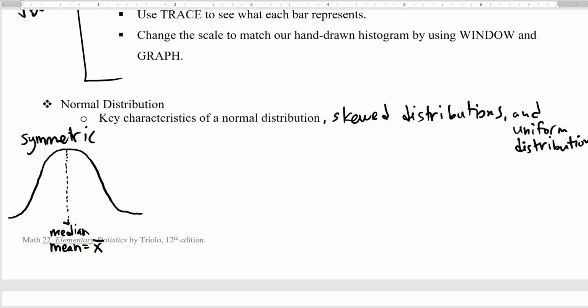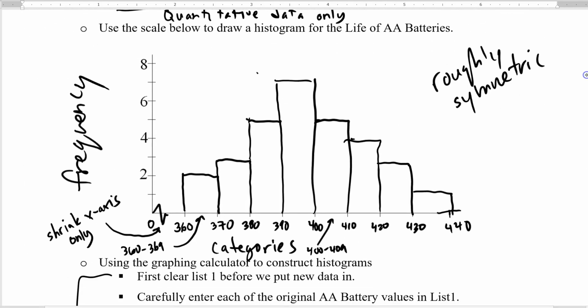So if I looked at this list of data that we had here and found the median and the mean, they're probably not identical, but they'd be close. Why? Because we said this was not necessarily perfectly normal, but roughly symmetric, roughly normal.